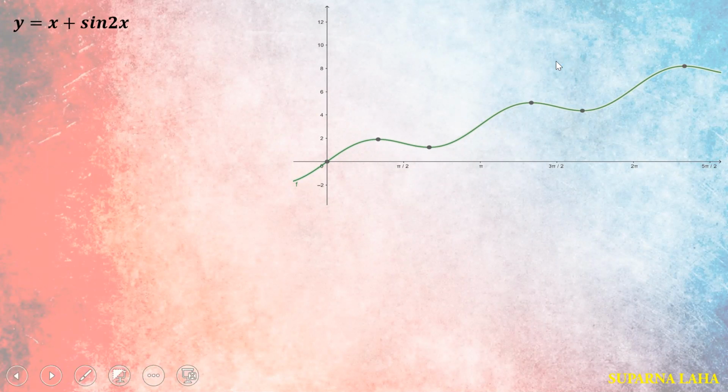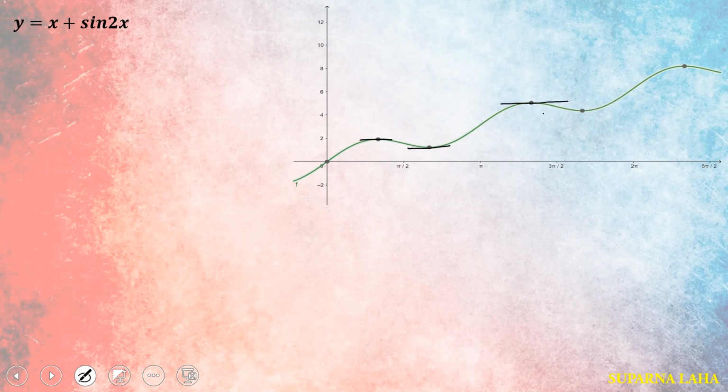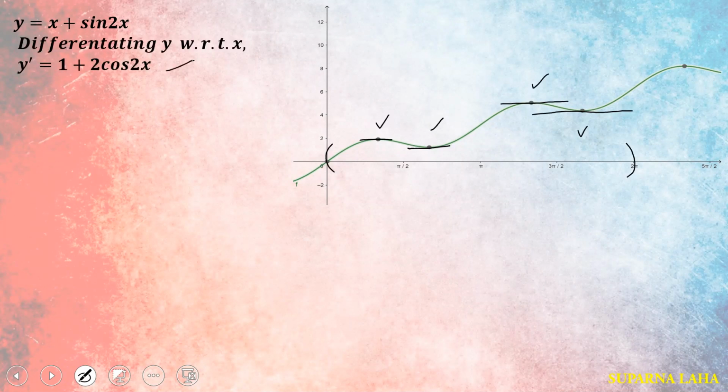Now if I draw this tangent at this point here, here, here, and here. Now look, this is parallel to the x-axis, and we are considering this interval 0 to 2 pi. Okay, so let's first find the points where the function is maximum or minimum. For that you need to check the first derivative. So what is the first derivative? It is 1 plus 2 cos 2x.